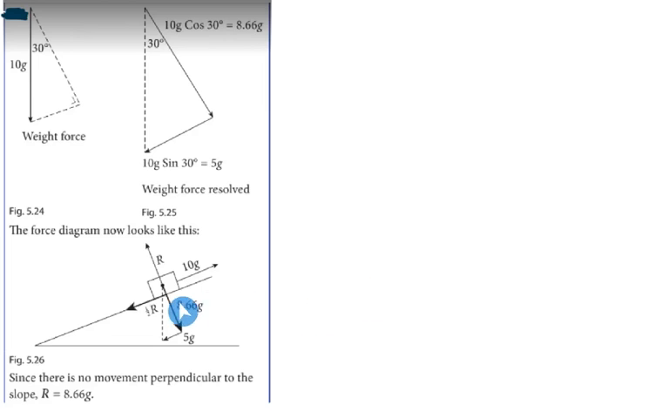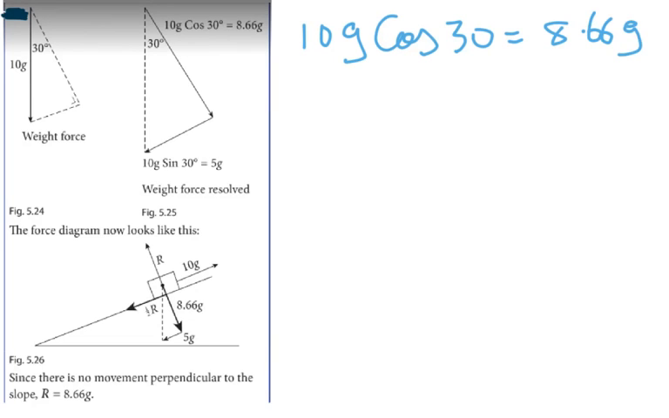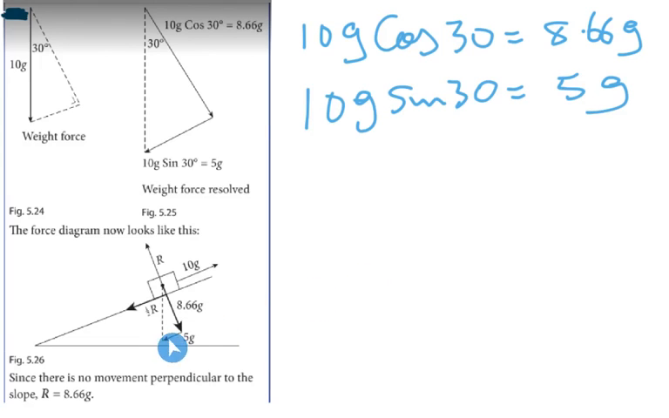So we then replace our weight component with the two new components, the one which is perpendicular to the slope and the one which is parallel to the slope. 10g cosine 30 is equal to 8.66g. And 10g sine 30 is equal to 5g. So we put those into our new diagram.